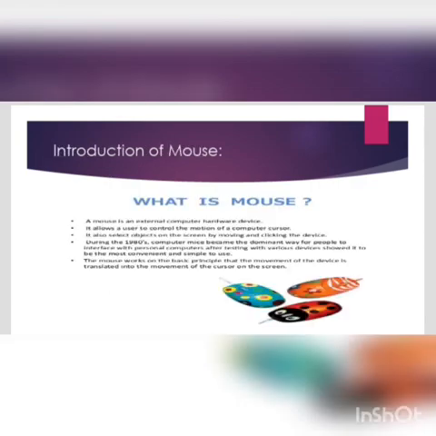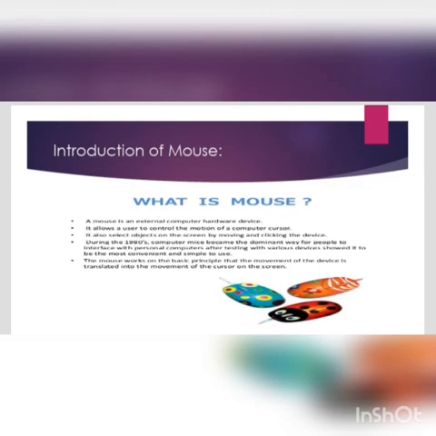So first of all, we will see about the introduction of mouse. What is a mouse and when is it used? So mouse is a point device. What is a point device? Point devices are the devices that are used to control the pointer on the screen. As we know, a pointer is a small arrow on the screen that controls all the documents of the computer.